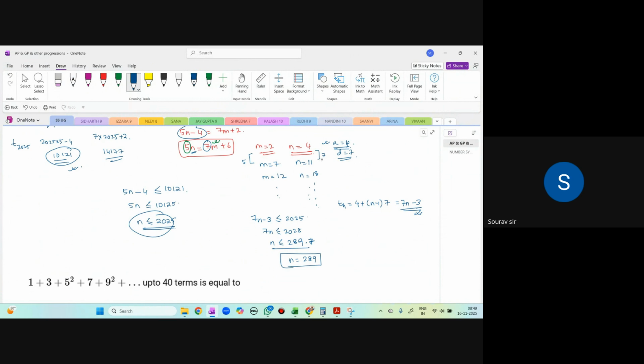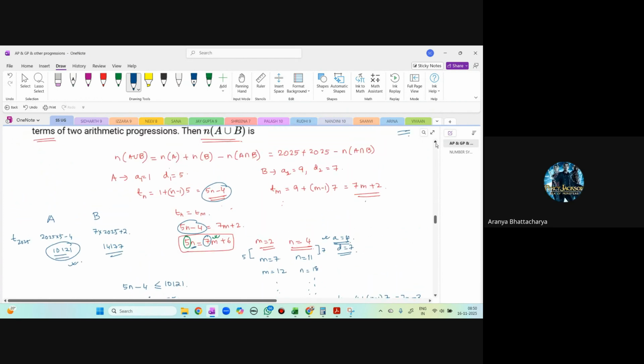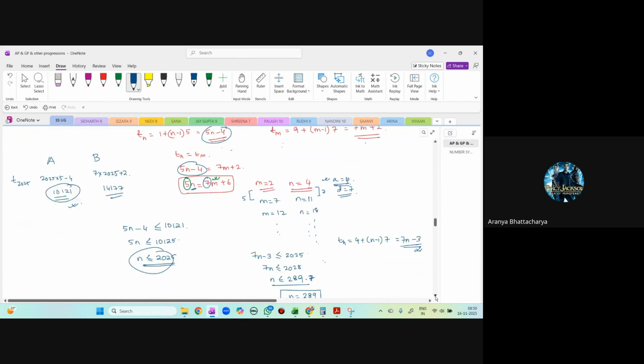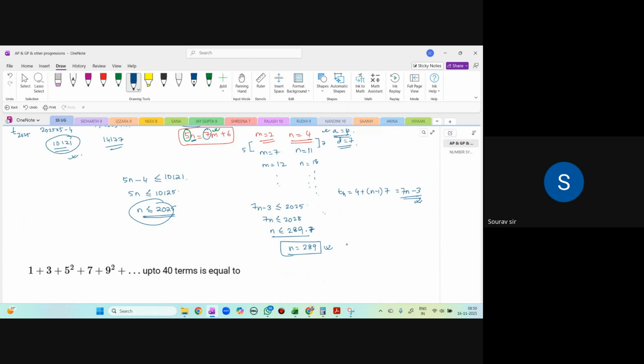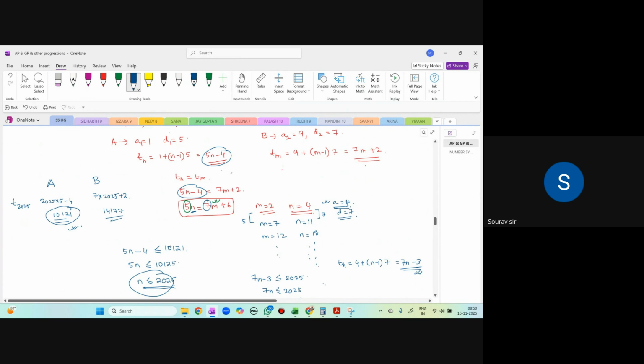So that means the 289th term of this series will be the last term which has common values. Sir, 289 is the term? It is not the value of the term, it is the nth term. This is the value of n and m. N is the suffix of the first series, m is the suffix of the second series.